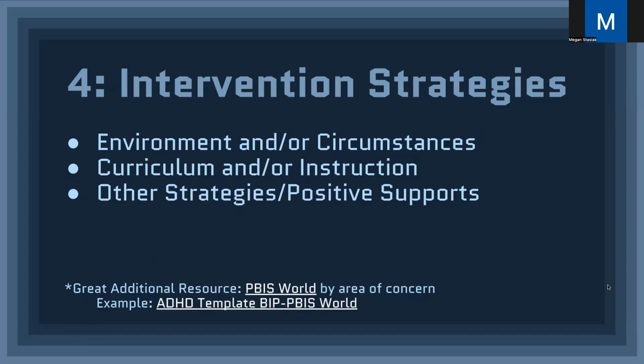Part four of the BIP is going to be intervention strategies. And the New Mexico document does divide these into several different areas: the environment and or circumstances, curriculum and or instruction, and then other strategies and positive supports. And so all of these strategies we're going to use to find a way to adapt the school setting to reduce instances of the problem behavior or also teach that replacement behavior and reinforce it. So again, your strategies always have to be specific to the function of the behavior.